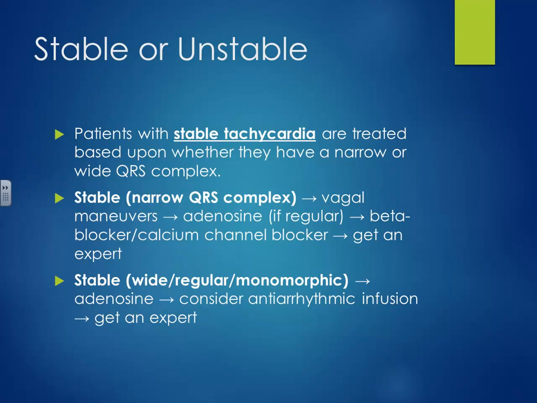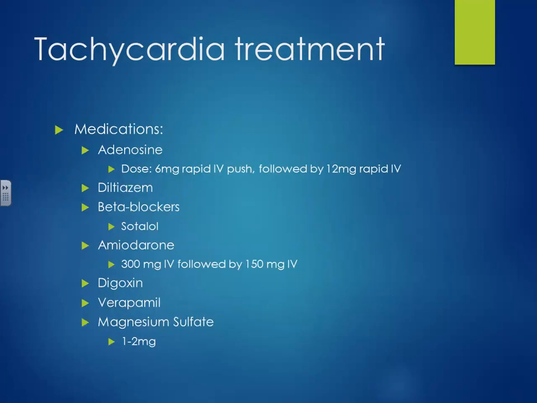So, your narrow complex, adenosine. Your stable wide complex, we can try adenosine. Probably need to do more than just consider an antidysrhythmic. Probably need to do an antidysrhythmic infusion. So, I think we've hit treatment pretty good.